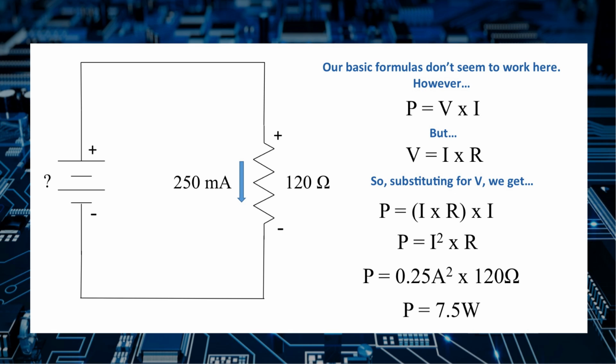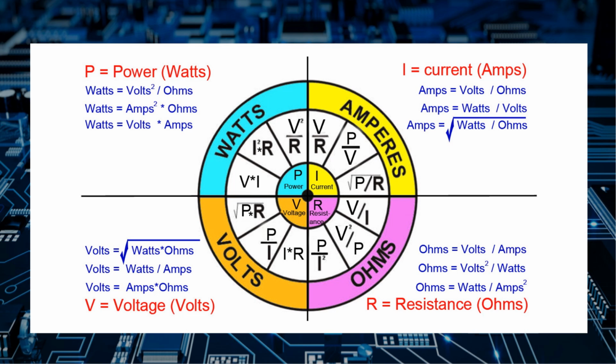Because we can relate the two formulas to each other, given any two values of voltage, current, resistance, or power, we can calculate the others. Here's a handy little graphic that shows you how to calculate any value, power, current, voltage, or resistance, from any other two values. Now that you know Ohm's law and how you can apply it, you can analyze any simple circuit.